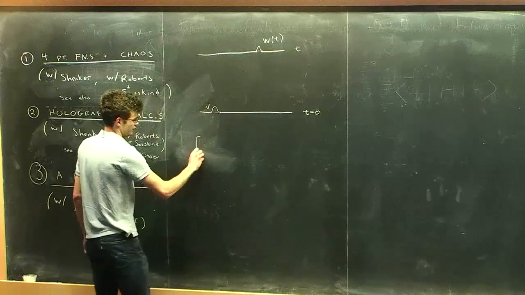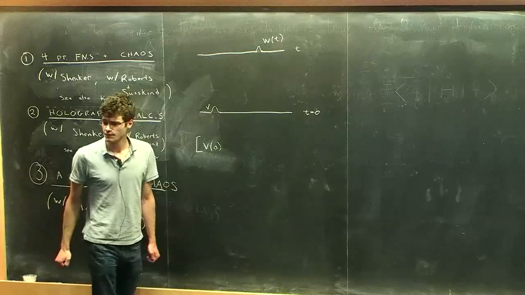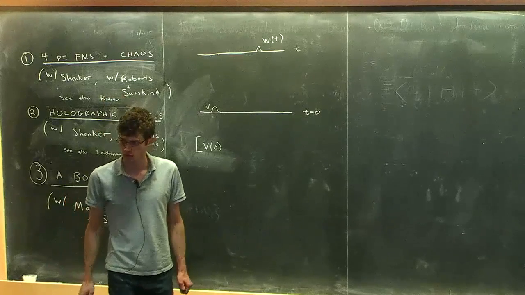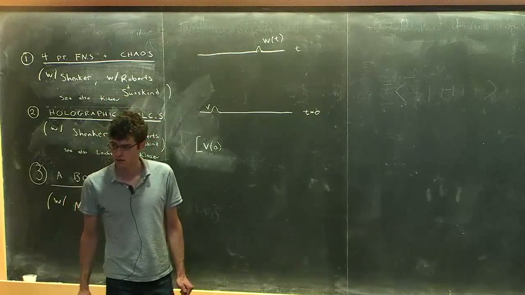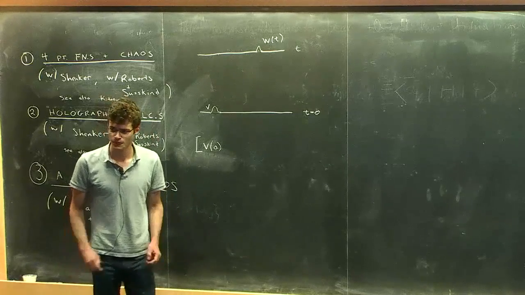We can quantify this type of effect by looking at the commutator between the operator. Do you want to say anything about how this compares to any other definitions of chaos that are out there for quantum mechanical systems? Actually, no, I'm not going to do that.